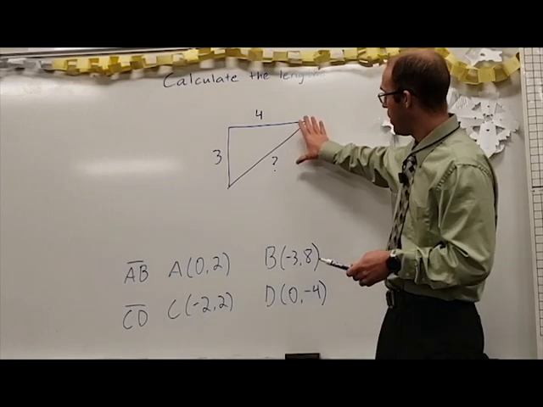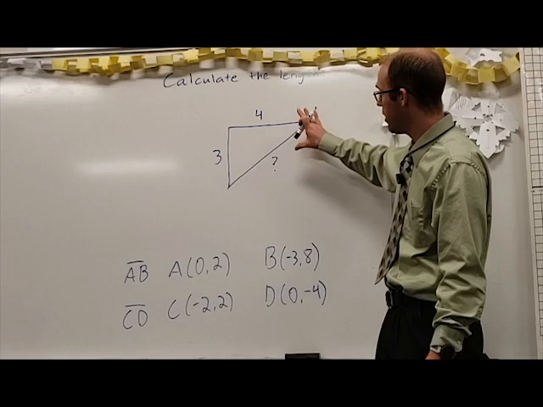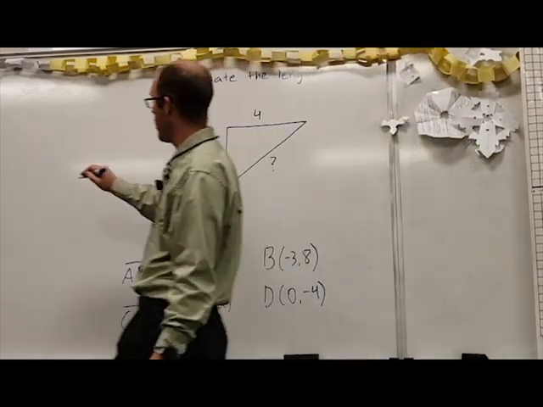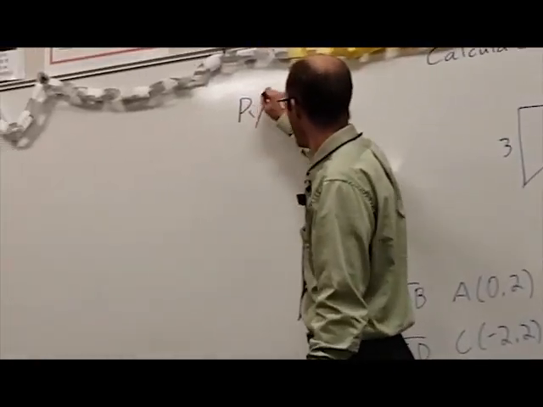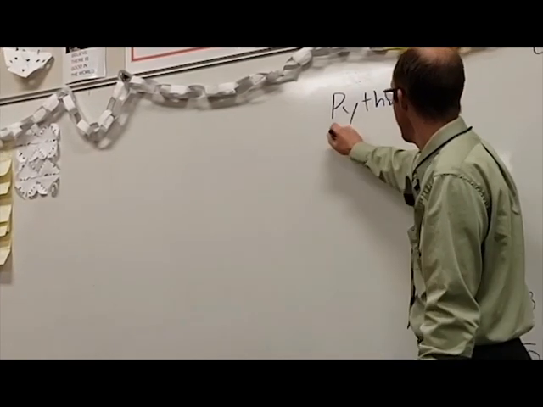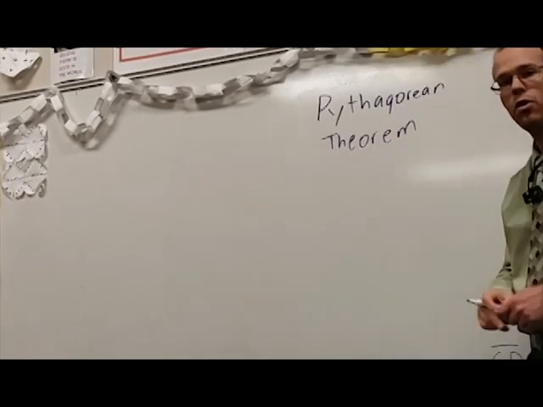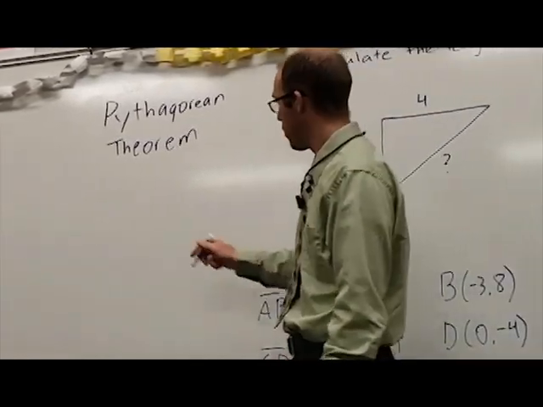Now we need a review on the Pythagorean theorem in order to be able to calculate the length of this. So I'm going to do that over here. Pythagorean theorem is used to calculate the lengths of line segments for right triangles.